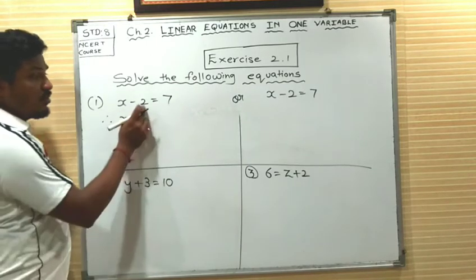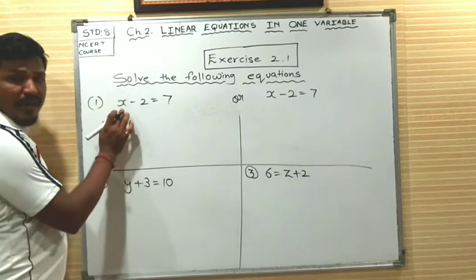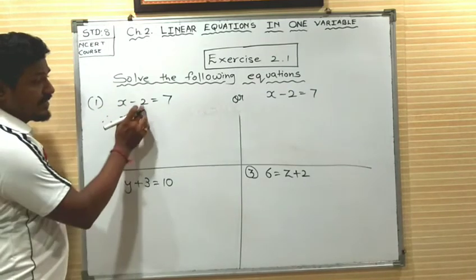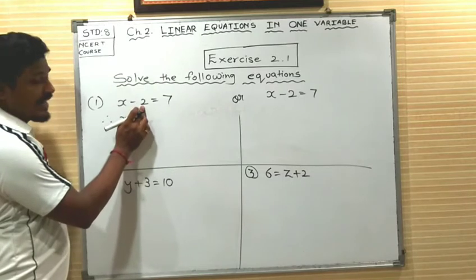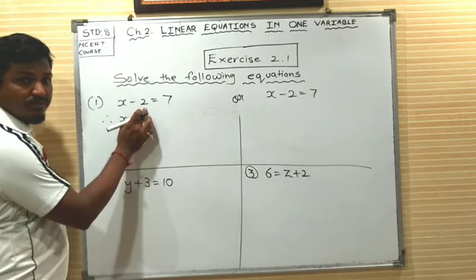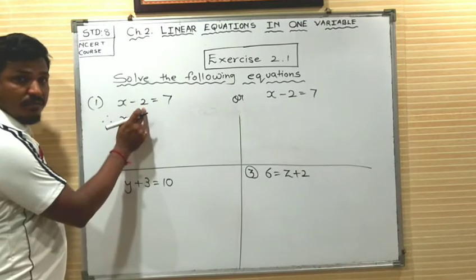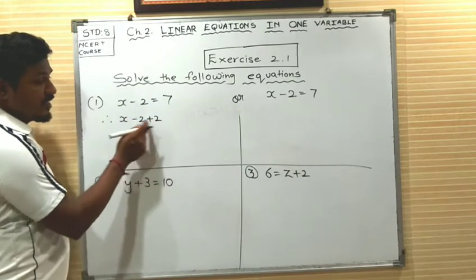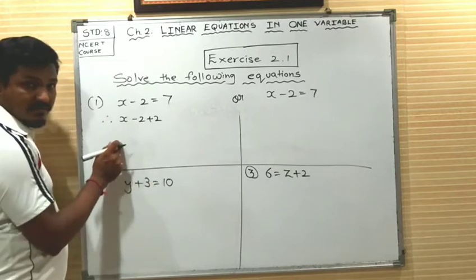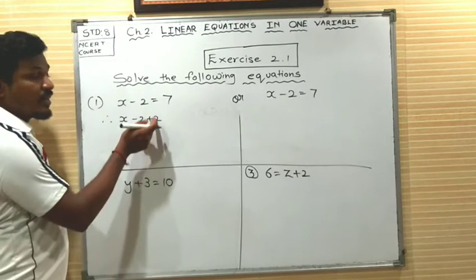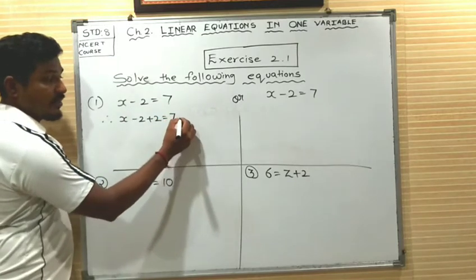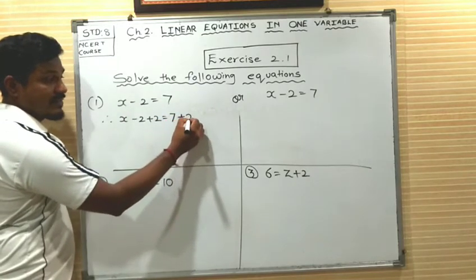Now how to find the value of x, what to do first? You have to think. I need to cancel this negative 2. How to cancel this negative 2? To cancel this negative 2, if I take positive 2, the positive and negative will get cancelled. Now whatever value I had taken on my left hand side, the same value you have to take on your right hand side also.